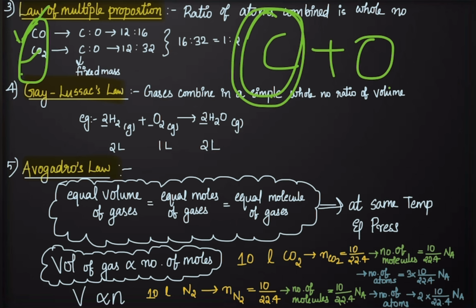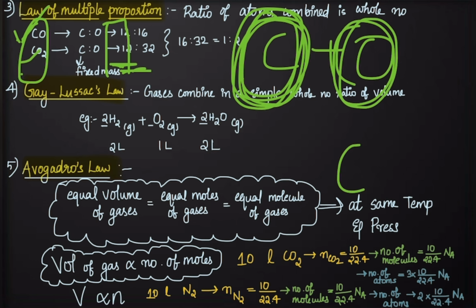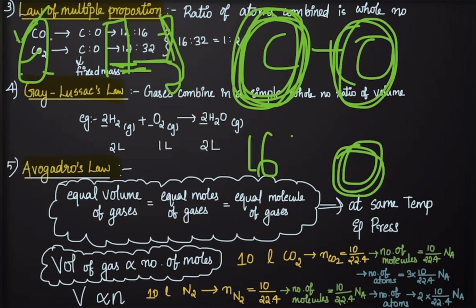Here carbon is taken as a fixed mass. In both the compounds the carbon is taken as 12 gram, but the ratio of oxygen differs, that is 16 is the amount of oxygen in the first one, that is 1 oxygen 16 gram, 2 oxygen 32 gram. 16 is to 32 gives a whole number ratio, that is 1 is to 2.